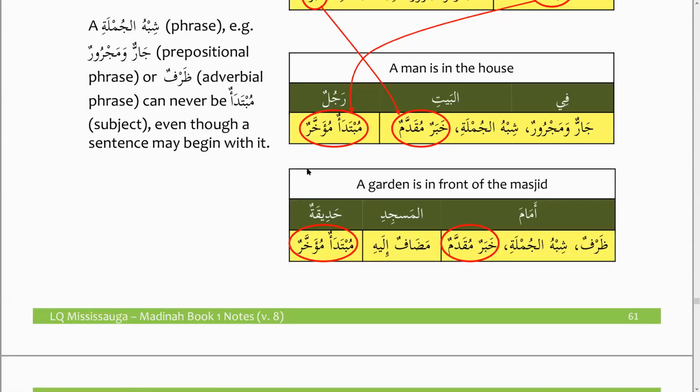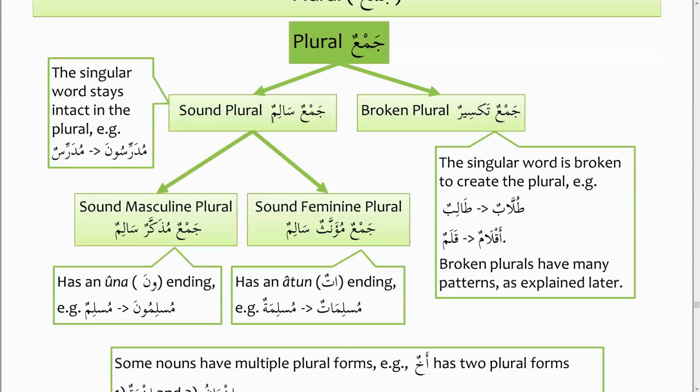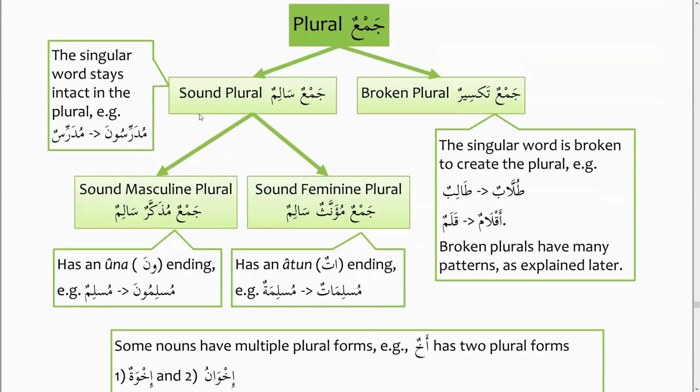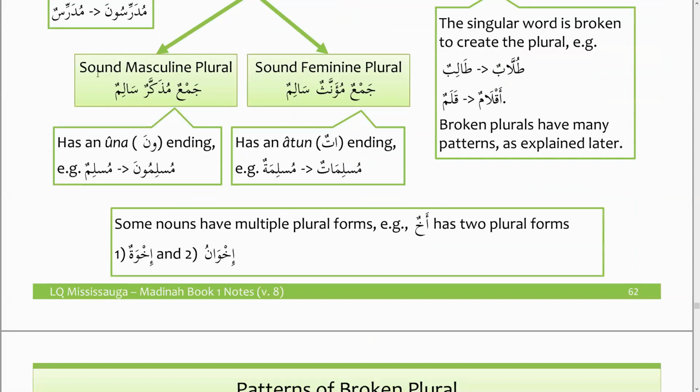Okay, so what I was talking about, why did we come here? We came here for plurals, jam'un. There are 2 types of plurals. One is sound plural, jam'un salim, and one is jam'un taksir or jam'un mukassar, right? So what is jam'un salim? It is where the singular word stays intact, like mudarrisuna. You don't change the word, you just add an una. And there are two types of that: sound masculine plural and sound feminine plural.